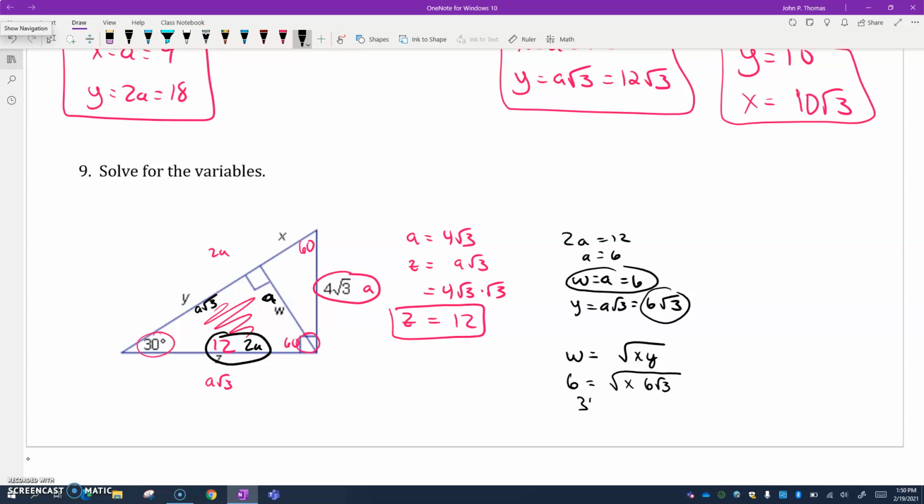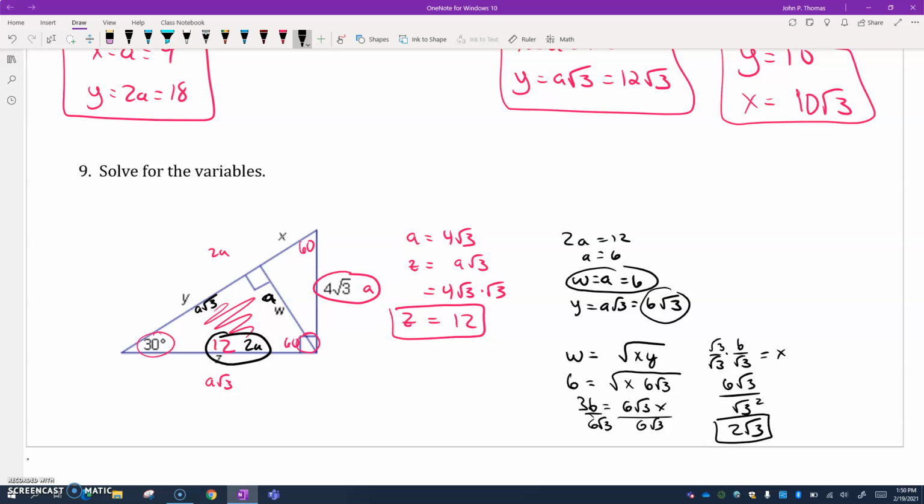I'm going to square both sides. 36 equals 6 root 3 times X. We'll divide by 6 root 3. All right, that takes me to 6 over root 3 equals X. I'm going to rationalize. So multiply top and bottom by root 3. I get 6 root 3 over root 3 times root 3, or root 3 squared. All right, and when I do that, I get 6 root 3 over 3, which is 2 root 3.